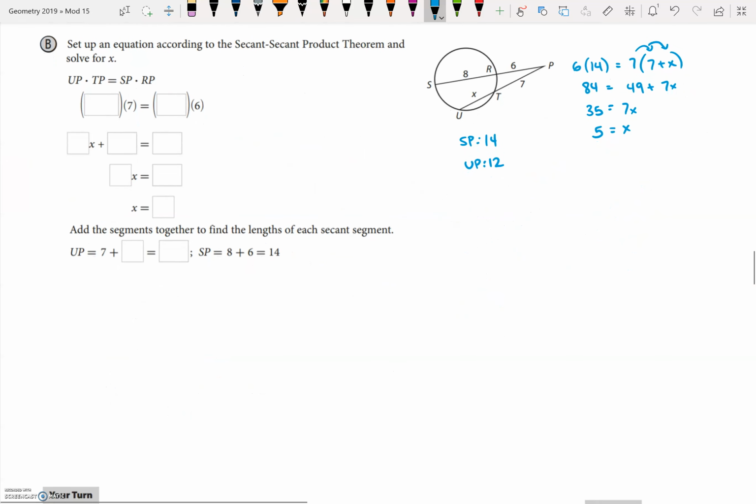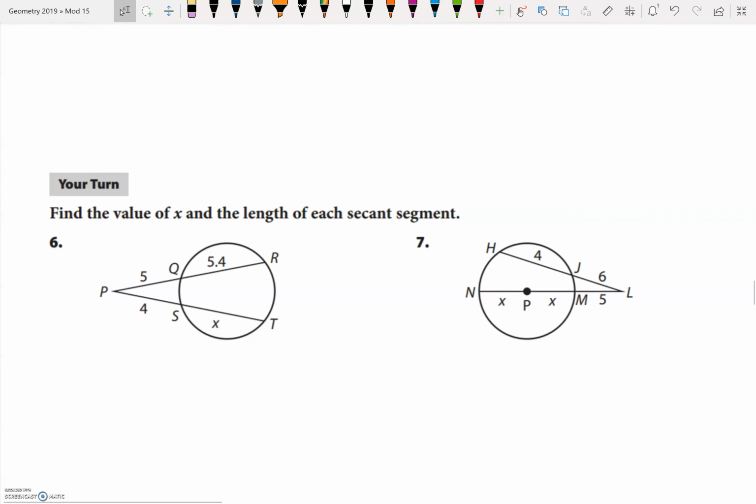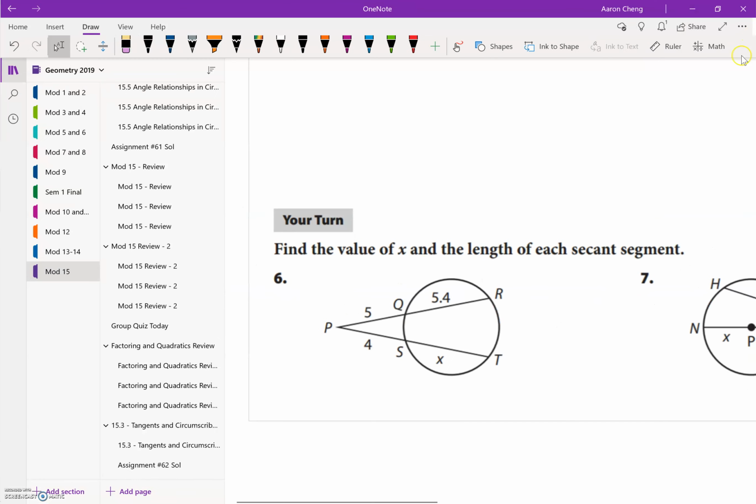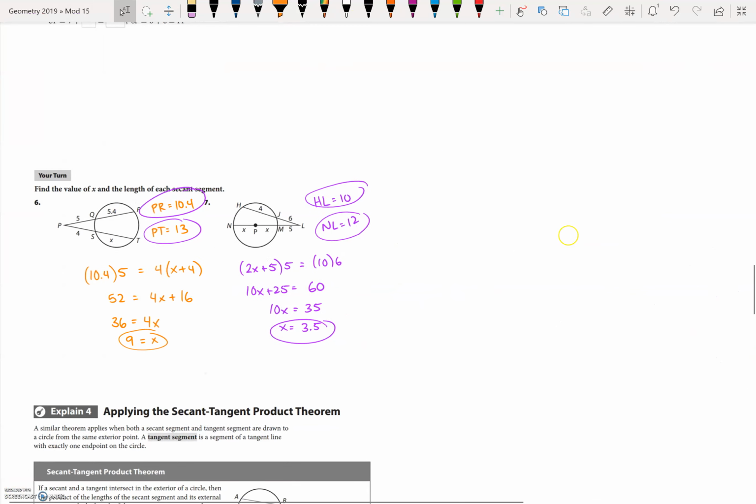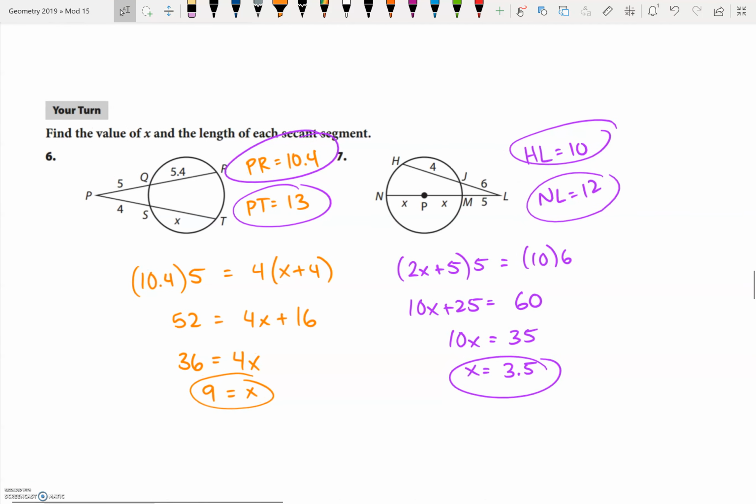All right, so why don't you go ahead and pause it so that you get a chance to do these two problems. And we are back. So the first one I set up with the entire thing times the outside equals the entire thing times the outside; multiply, distribute, solve for x. The same thing for number 7. I'm just going fast because I know that we have one more section to go.